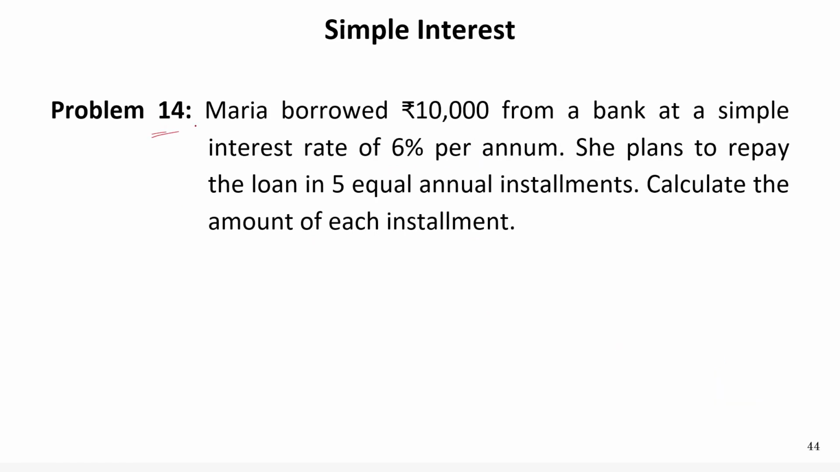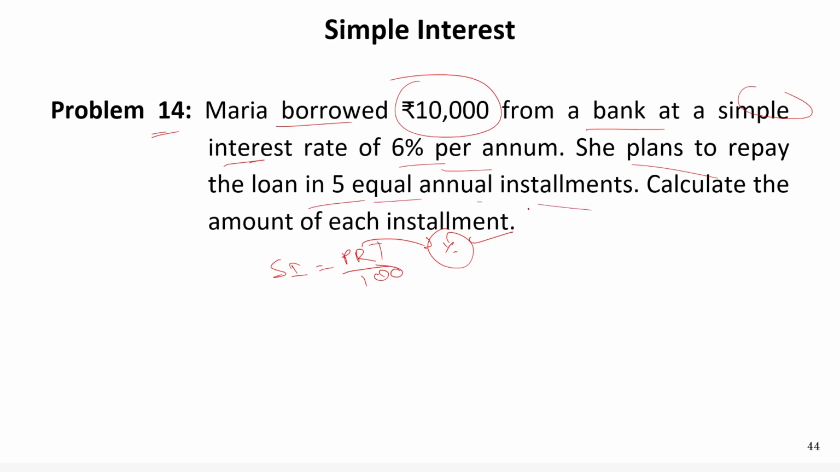So let's see problem number 14. Maria borrowed 10,000 from a bank at a simple interest rate. Okay, SI is equal to PRT by 100, right? When R is given in percentage form, right? So 6% per annum is the interest rate. So she plans to repay the loan in 5 equal annual installments.